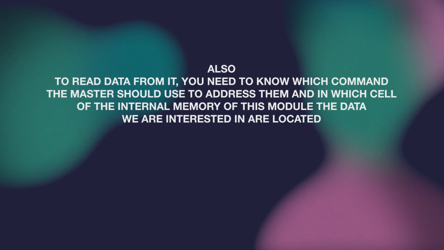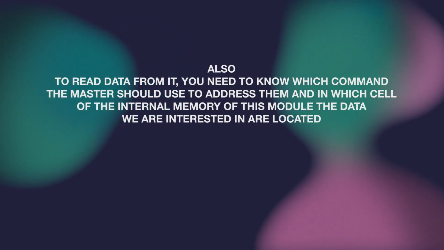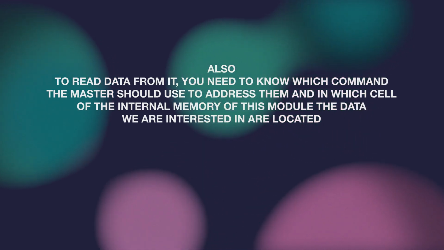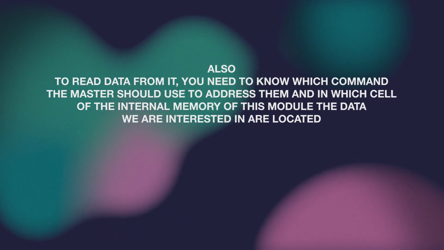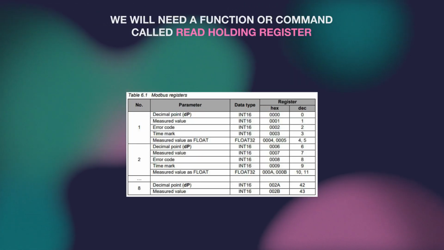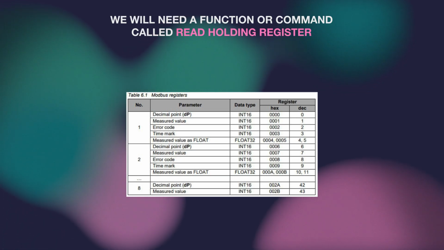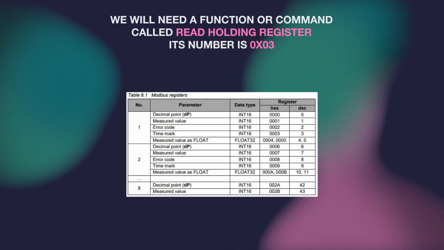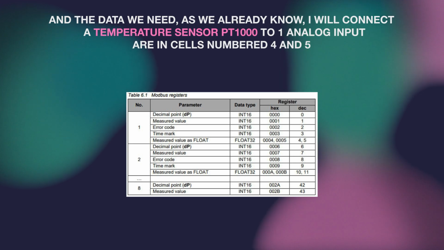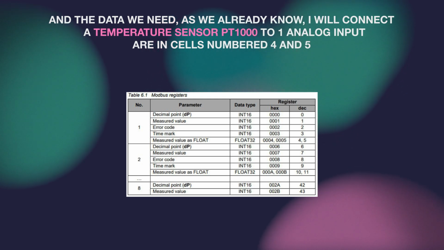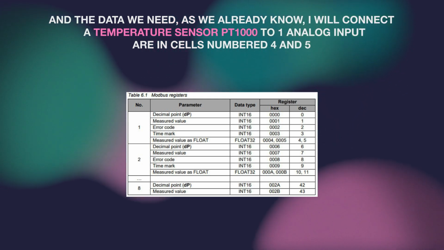Also, to read data from it, you need to know which command the master should use to address it, and in which cell of the internal memory of this module the data we are interested in are located. This information is also in the operation manual, and I will insert a screenshot somewhere here. We will need a function or command called read holding register. Its number is 0x03. And the data we need, as we already know, I will connect a temperature sensor PT1000 to the first analog input, are in cells number 4 and 5.